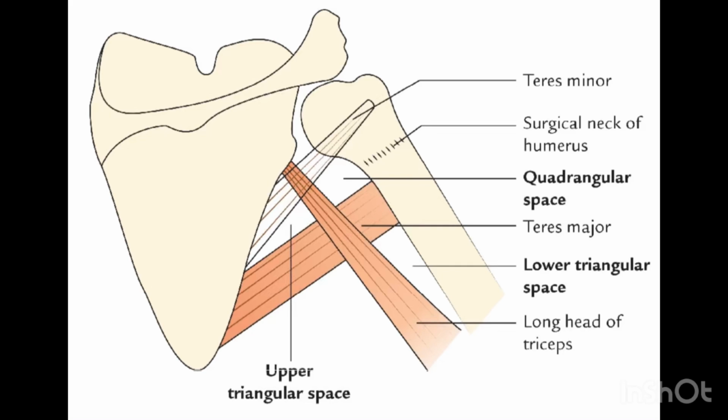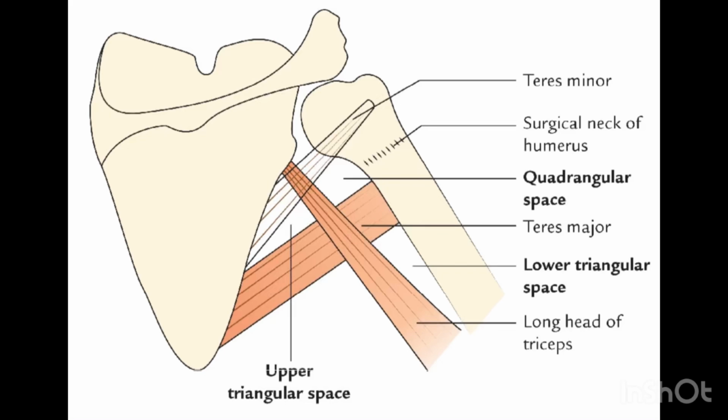What is located medial? Medial is the long head of triceps, while lateral is the shaft of the humerus, not the surgical neck of the humerus. The surgical neck of the humerus is for the quadrangular space, while the shaft of the humerus is for the triangular interval or the lower triangular space.